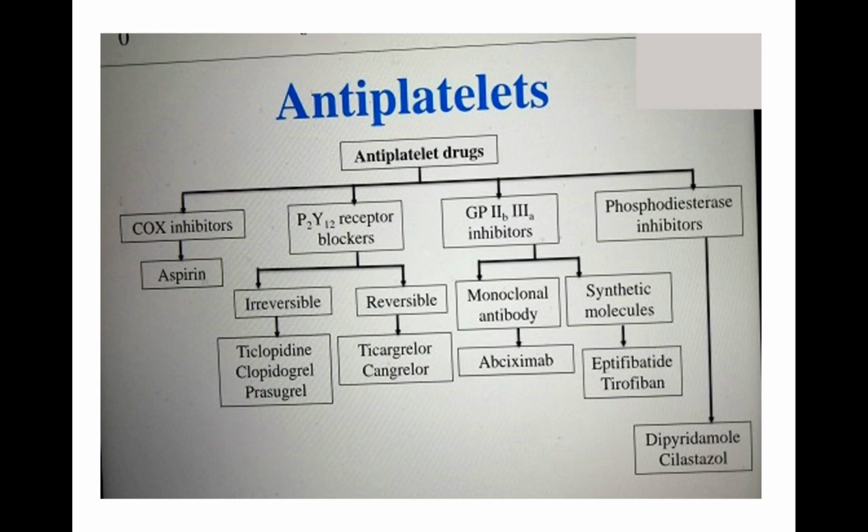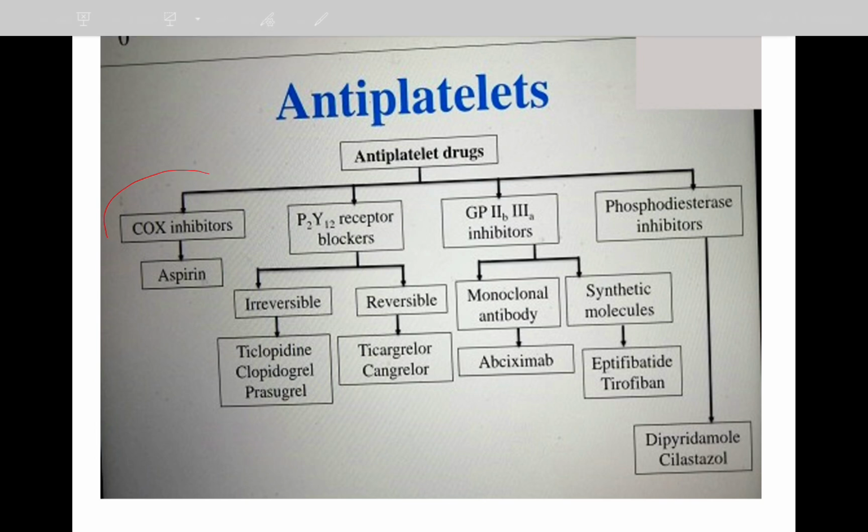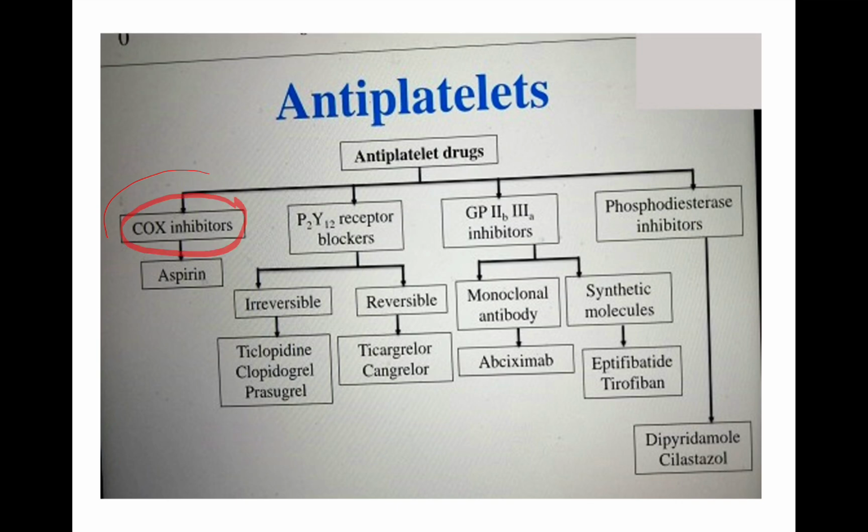Well, antiplatelets. We have many types of antiplatelets, and here we have 4 groups. Group 1 is the cyclooxygenase inhibitors. Cyclooxygenase inhibitors are very common, and the very famous drug here is aspirin.